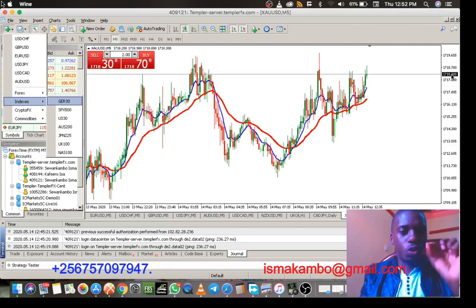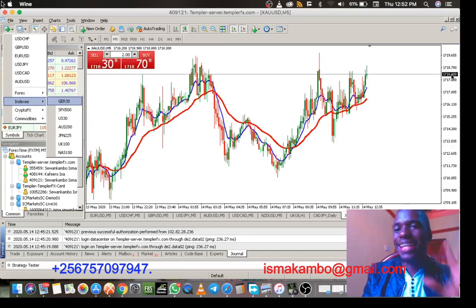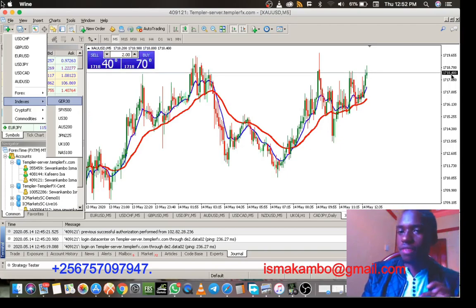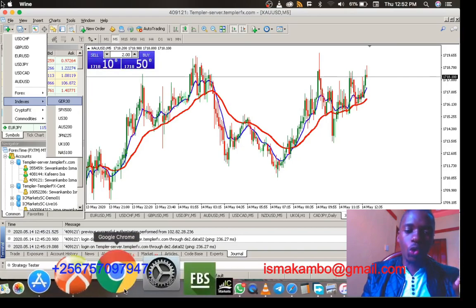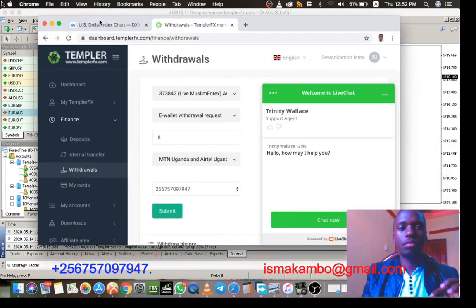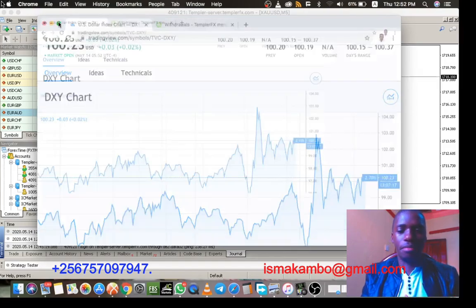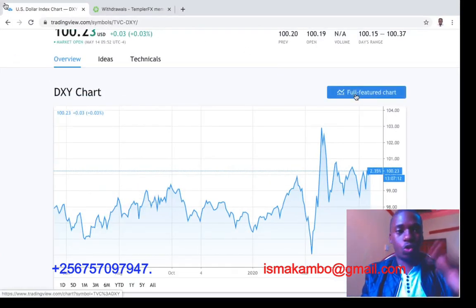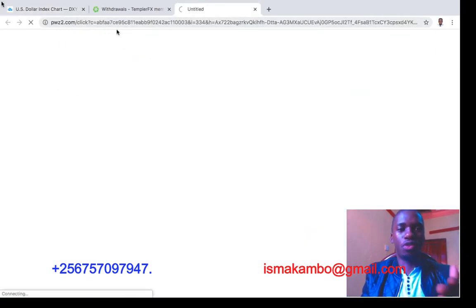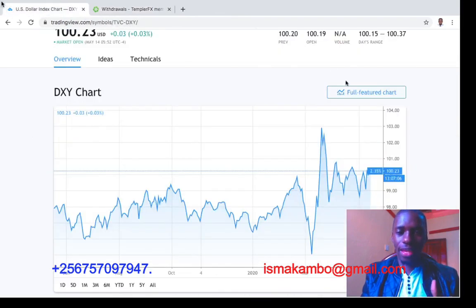First, you need to get the US dollar index. You know its standing, identify its support, and identify its resistance. What we'll have to do is go to our browser and look for the US dollar index. Let me make it a bit bigger. Let's go to TradingView. Go to your browser, type in tradingview.com, look out for US dollar index, and then it will appear like this.